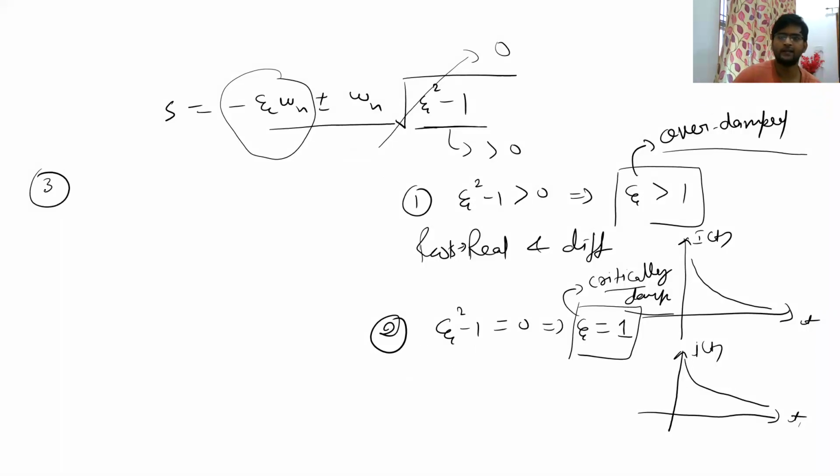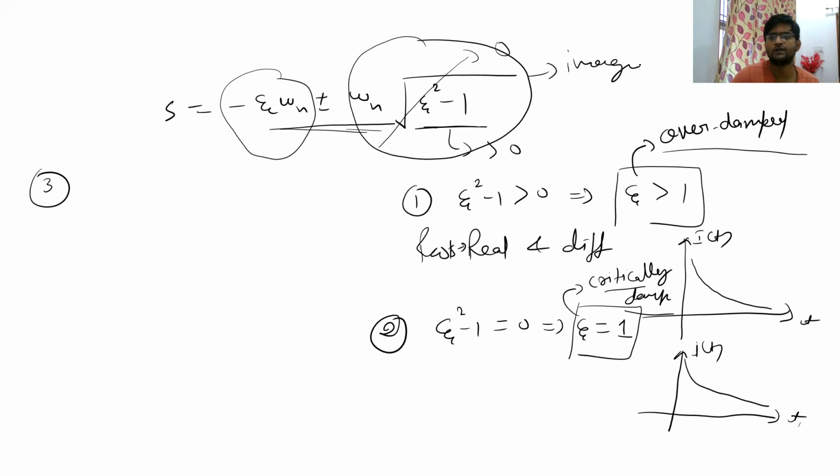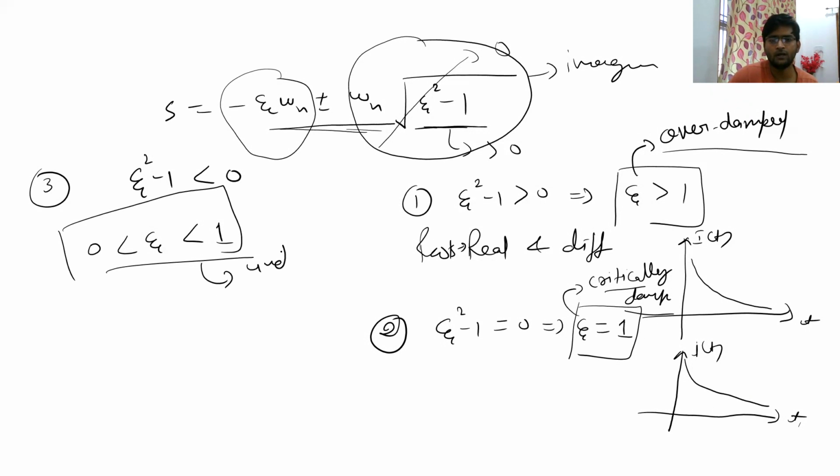Now, the third and last case: if we want this solution to have complex conjugate roots, then this quantity must become imaginary. For the square root to be imaginary, the value inside the root should be negative, which means zeta square minus 1 should be less than 0, which means zeta should be less than 1, or you can say greater than 0. So zeta should be between 0 and 1, and this particular case is called underdamped.